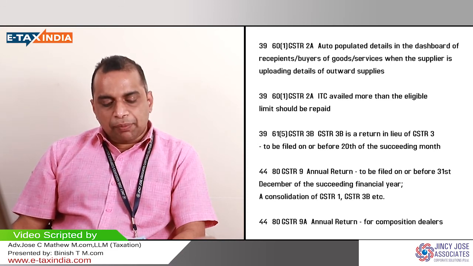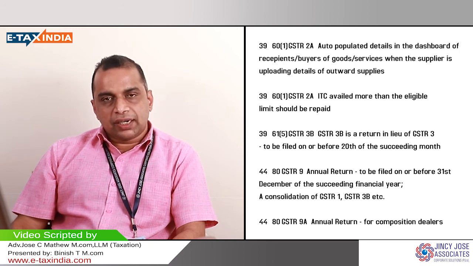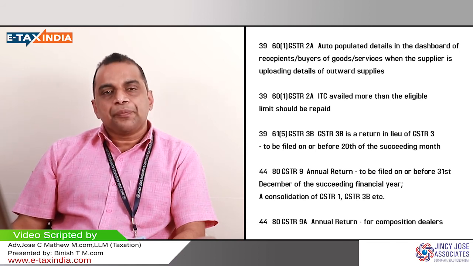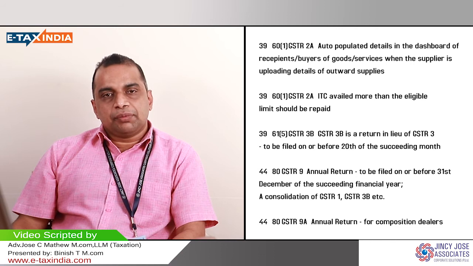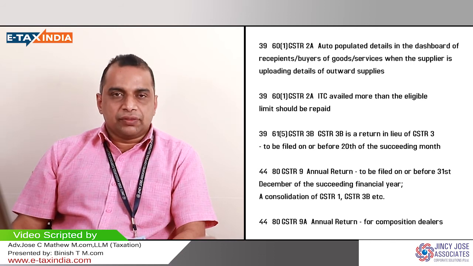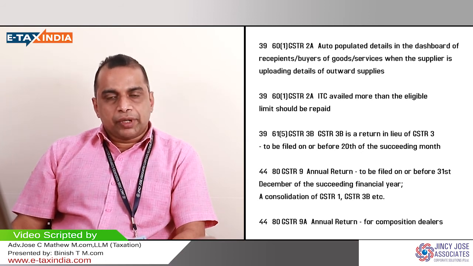Then GSTR 5A is the next return. It is details of supplies of online information and database access or retrieval services by a person located outside India to an unregistered person in India. Those persons have to file a return in form GSTR 5A. That is the form number.